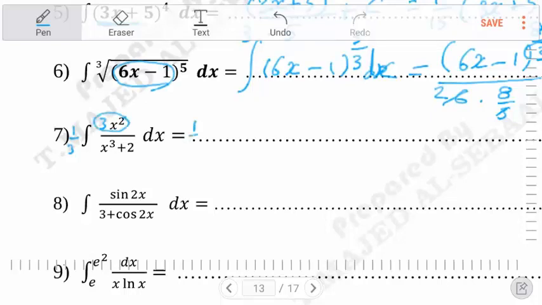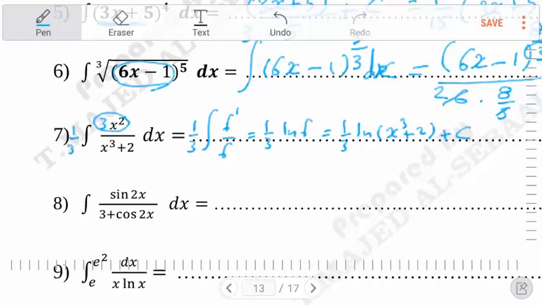So this will be 1 over 3 integration of f dash over f, equal to 1 over 3 ln f, equal to 1 over 3, right? ln of what is f? x cubed plus 2, plus c.